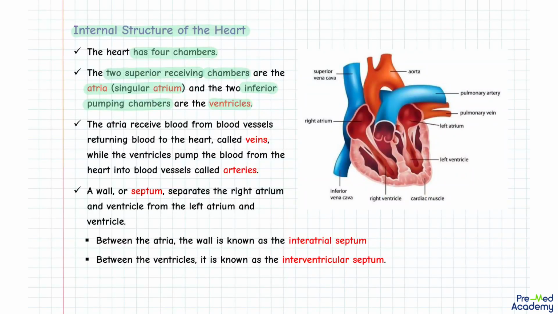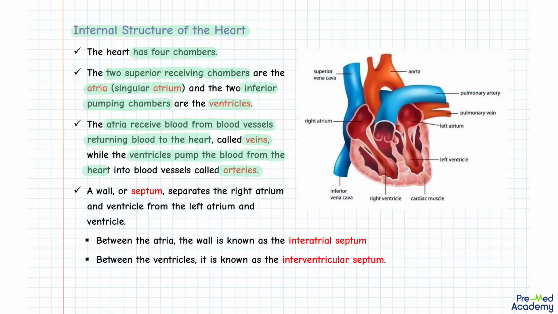Why do we say that the atria are receiving chambers? Because they receive blood from blood vessels returning blood to the heart, called veins, while the ventricles pump the blood from the heart into blood vessels called arteries. Let's see these structures in the diagram to the right.